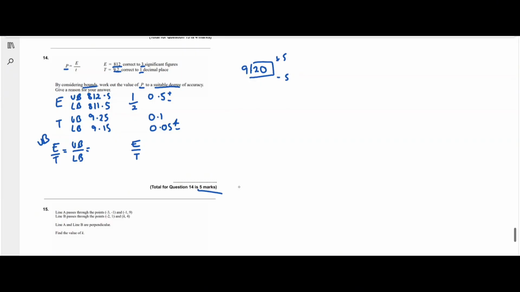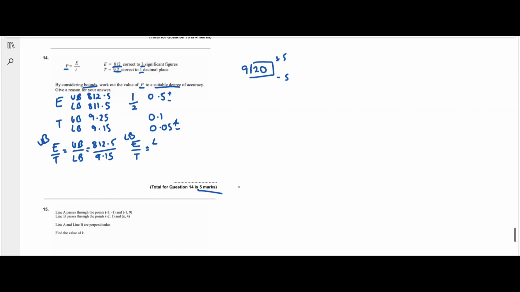So the upper bound for E is 812.5 and the lower bound for T, which is on the bottom, is 9.15. So that's what I'm going to do there to get the upper bound, the maximum possible answer for that calculation. That's what that means. So then for the lower bound, which I'm going to do here, to get the smallest possible answer, it's the other way round.